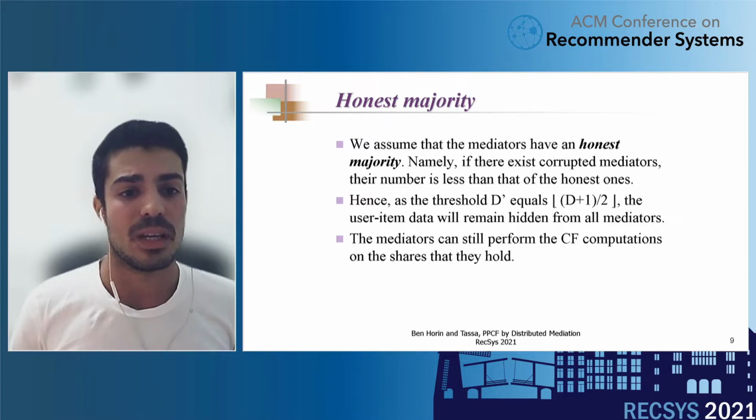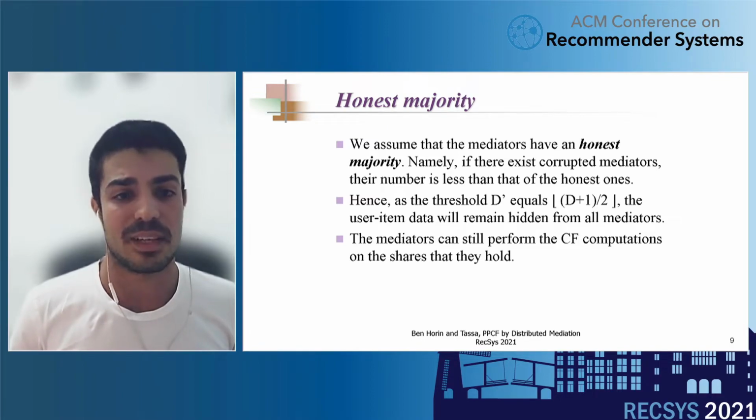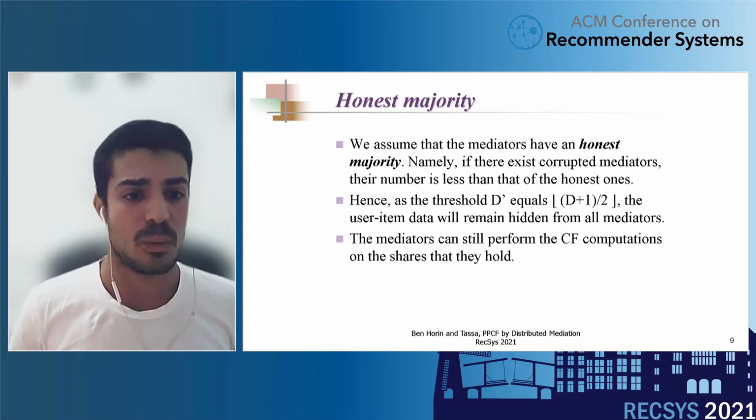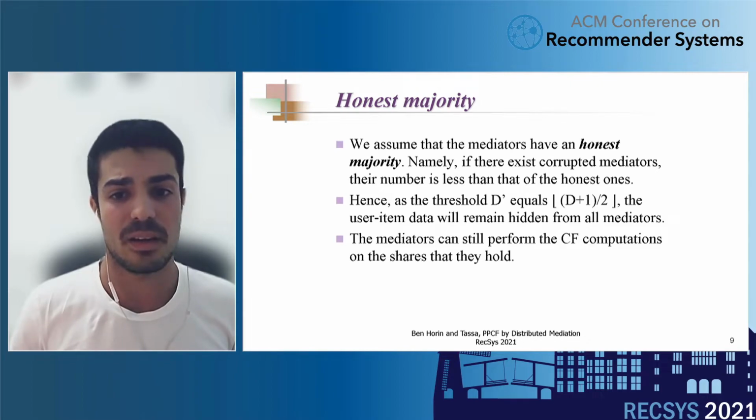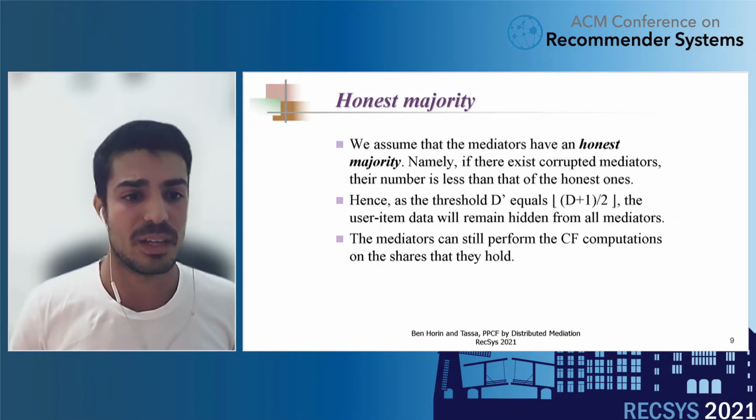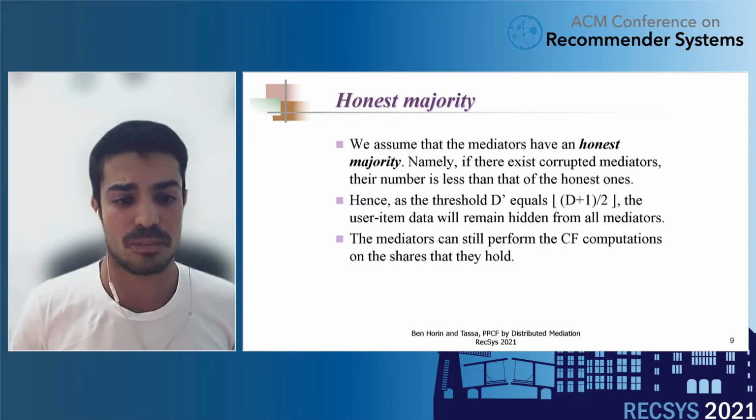We assume that the mediators have an honest majority. That means that if there exist corrupted mediators who will try to collude and recover the secret data, their number is less than that of the honest ones. Hence, with our settings of the threshold D', user item data will remain hidden from all mediators. Yet, they can still perform the CF computations on the shares that they hold.